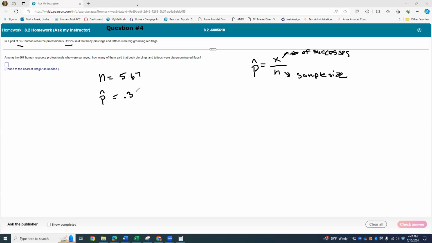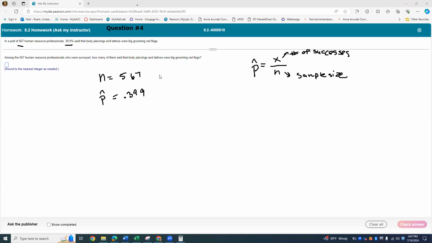Now, I recommend you do this as well: I'm going to write this as a decimal. It's always confusing whether they want it as a decimal or a percent. Mostly we're going to be using percents, because even though percents are easier to understand in context, decimals are what we need when performing calculations. So we go back and forth a lot. They tell us again that N is 567. The sample proportion is 39.9%, which is 0.399.